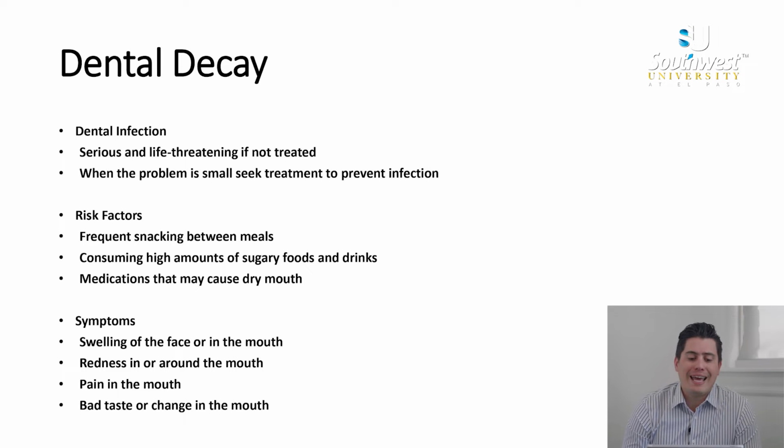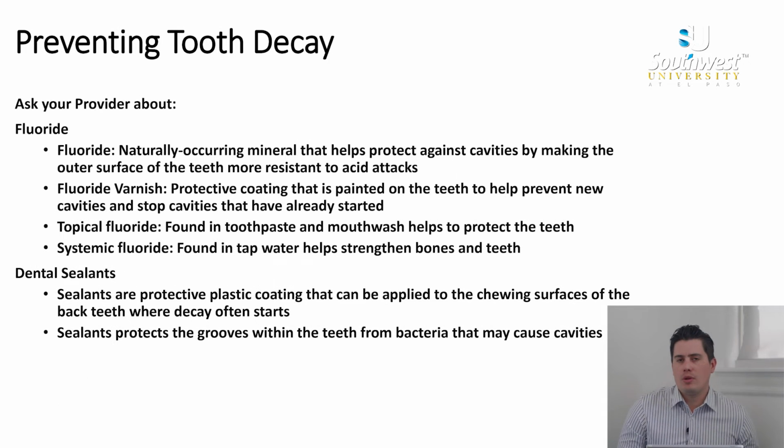Risk factors are frequent snacking between meals, consuming high amounts of sugary foods and drinks, and medication that may cause the mouth to be dry. Symptoms of dental decay are swelling of the face or in the mouth region, redness in or around the mouth, pain, of course, and a bad taste or change in the mouth. To prevent tooth decay, ask your provider first and foremost, but fluoride has been a very effective tool. It was established in the 70s and added to water, and this helped rural areas where there was no dentistry available to reduce caries in people.